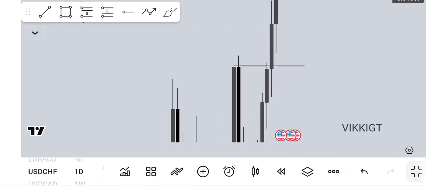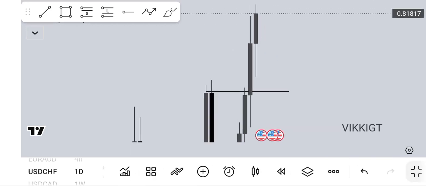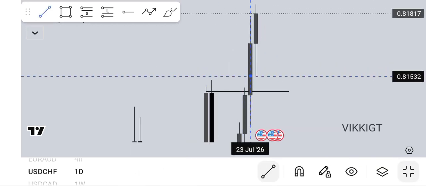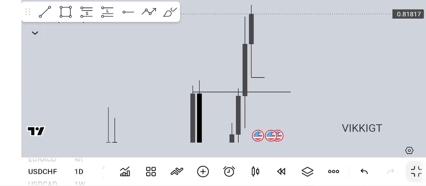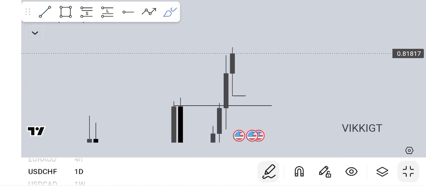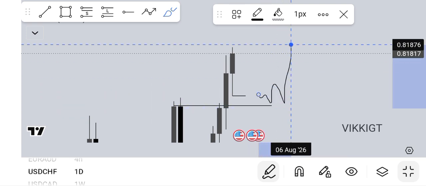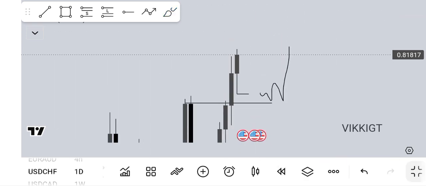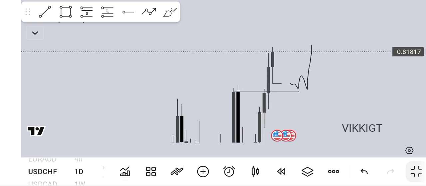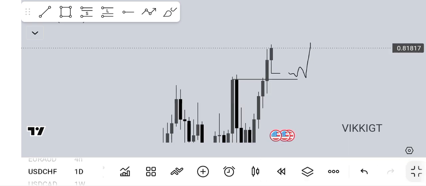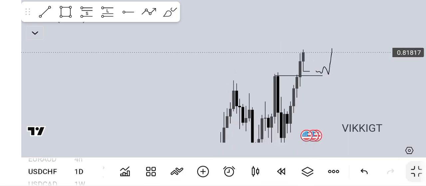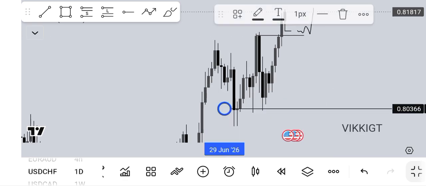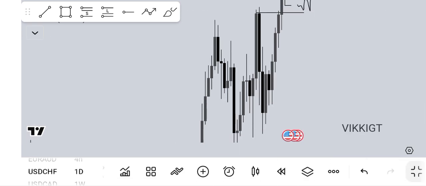So possibly price can use Friday's candlestick, the low of Friday's low, as our internal range, and then possibly push to the upside from this point on USDCHF. So let's see how it's going to be. Let's see if price gives us a reaction at this point. We could look for buys to the upside. So that's it for USDCHF. Just keeping it simple and understandable.